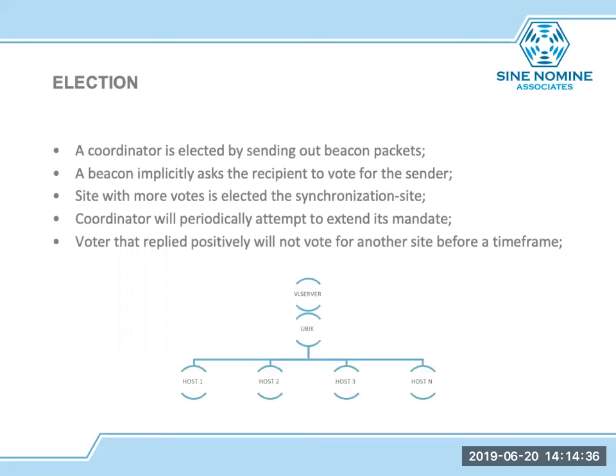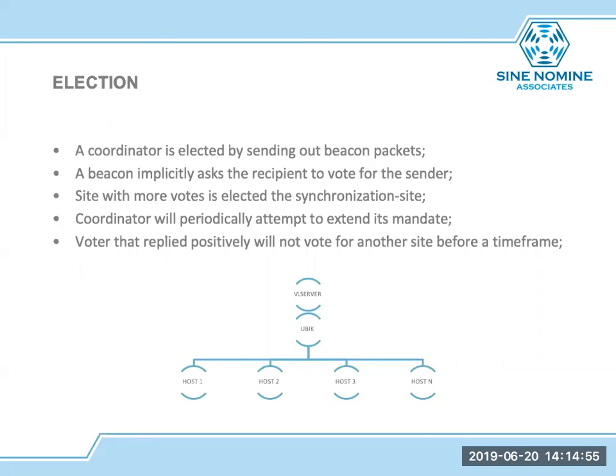So the election process is very simple. Basically, every single site is going to try to be the Sine site, as Mark said, but only one site will be elected the Sine site. The site that's going to be elected the Sine site is the site with more votes, as simple as that. Usually, it's the site with the lower IP address.